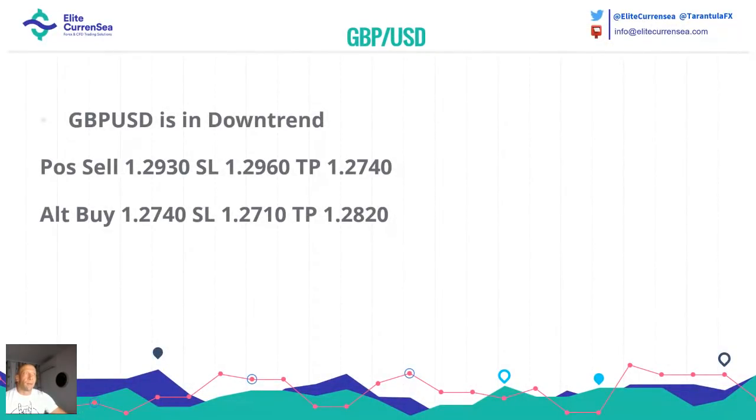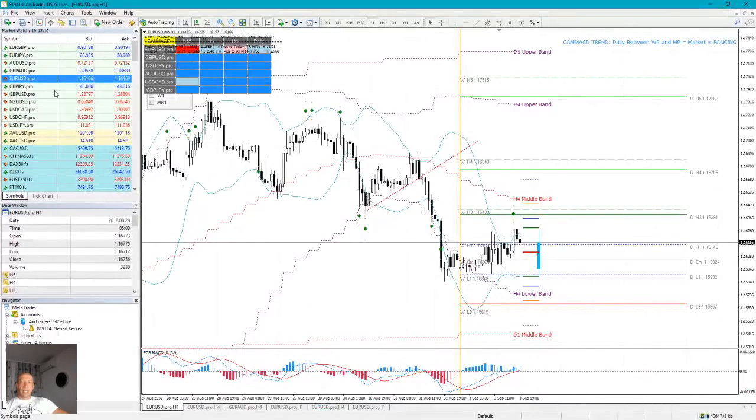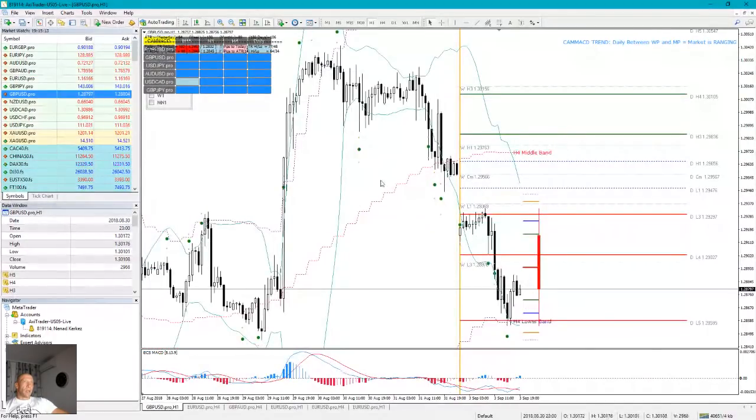The GBP dollar is in a downtrend. There was some news during the weekend regarding the GBP dollar, and it spiked heavily to the downside, making a gap. At this point, it looks like a runaway gap. The close of the gap hasn't happened, and I think this is a strong downtrend in GBP dollar. So I would rather sell. 29.30 is sell, 29.60 stop, TP 27.40. So we can possibly sell at 29.30, and this is how it looks.